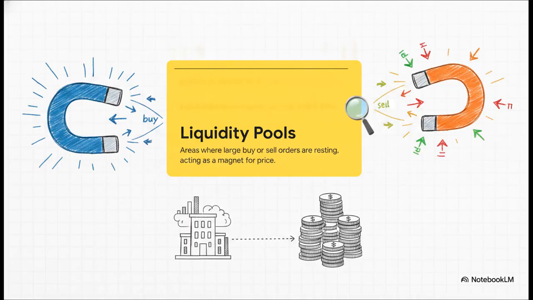To do that, to think like a bank, you've got to understand liquidity pools. Simply put, these are areas in the market where a massive cluster of buy or sell orders are just resting. Think of them like giant magnets pulling the market toward them. Institutions deal in such immense volume that they can't just enter a trade wherever they want without causing terrible slippage. They actually need these deep pools of liquidity to fill their massive positions without completely crashing the system.